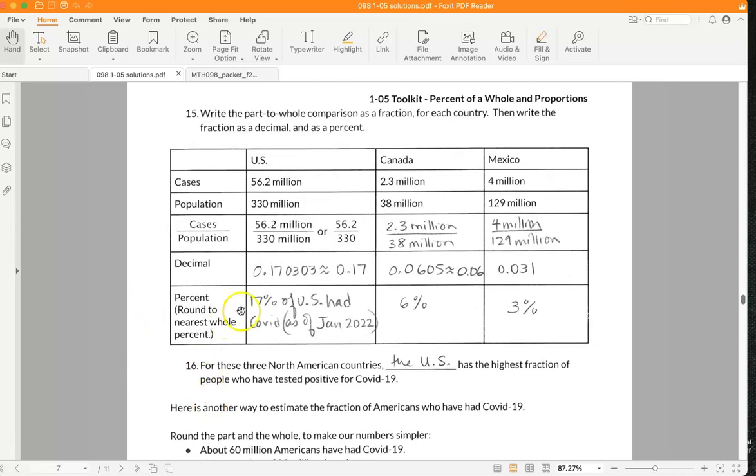So what I ended up getting was 0.17, or 17% of the US has had COVID as of that time. For Canada, it was only 6%, and for Mexico, it was only 3%. So based on these numbers, the US has the highest fraction of people who have tested positive for COVID.